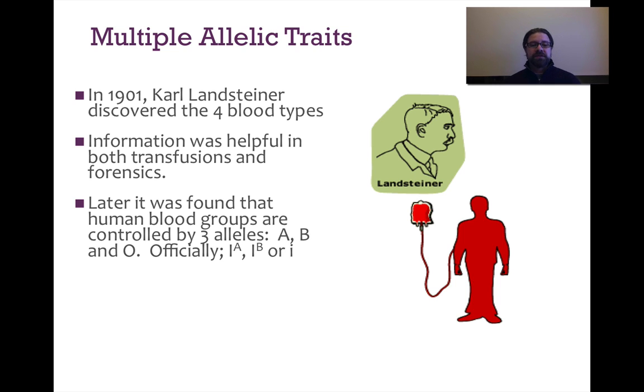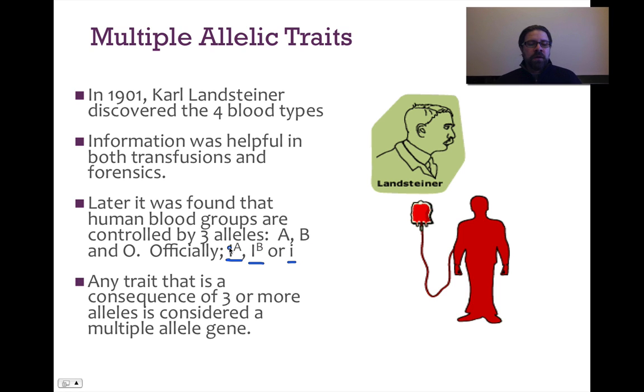So after more research was done, the human blood groups were found to be controlled by three alleles. Commonly, we know those as A, B, and O. Officially, though, how we'll look at them in terms of when we do Punnett squares is I with an A superscripted, I with a B superscripted, and then lowercase i. This one will represent O, this one will be the B, and this one will be the A. So if any trait is a consequence of three or more alleles, we'll consider that a multiple allele gene.